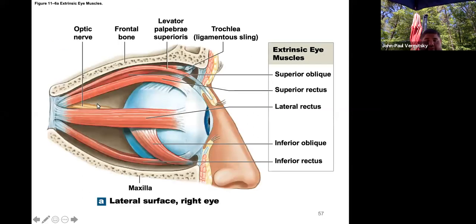Here we have the lateral rectus. It's going to be on the lateral side. Your superior rectus is here, superior oblique here, inferior oblique, and inferior rectus. This is the inferior oblique right here. This is the inferior rectus. So your rectus ones are the ones that are going straight back, okay? Lateral rectus, superior rectus. There's a medial rectus on the other side. Inferior rectus. Your oblique muscles are going to turn the eyeball in a rotation this way or that way.